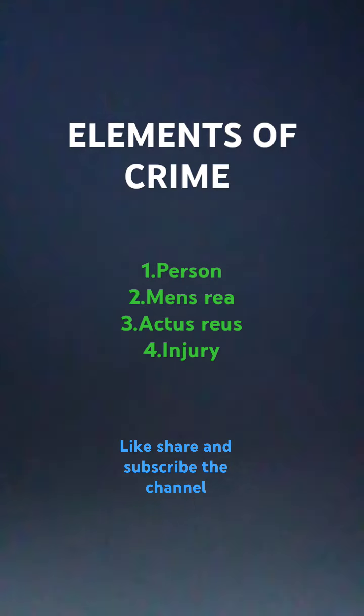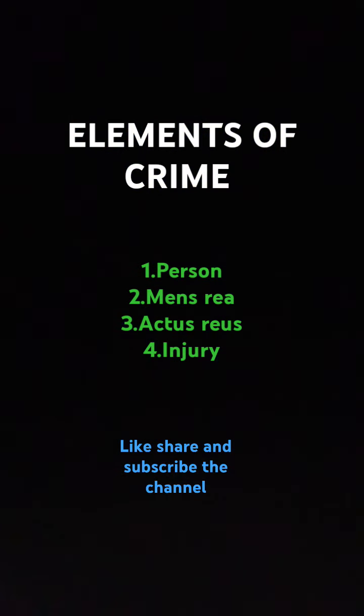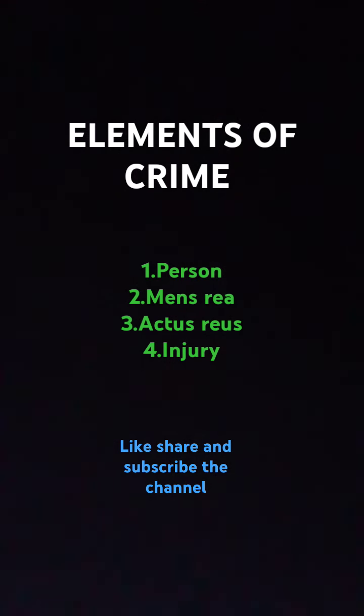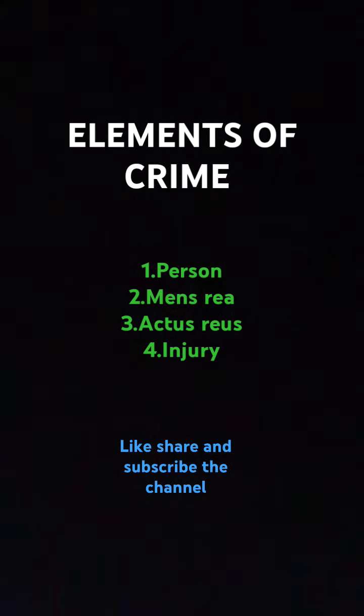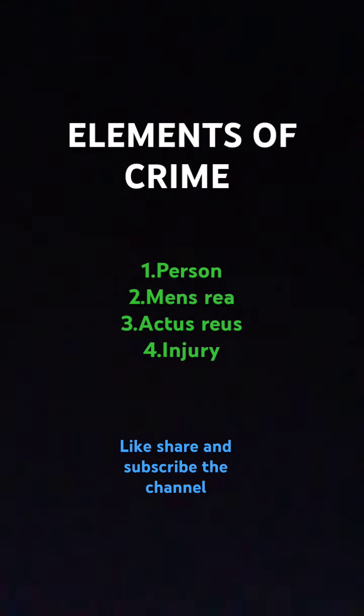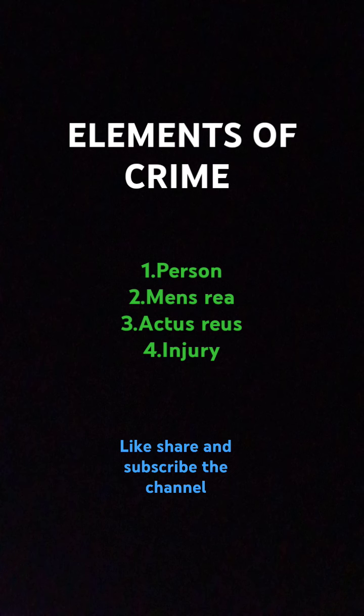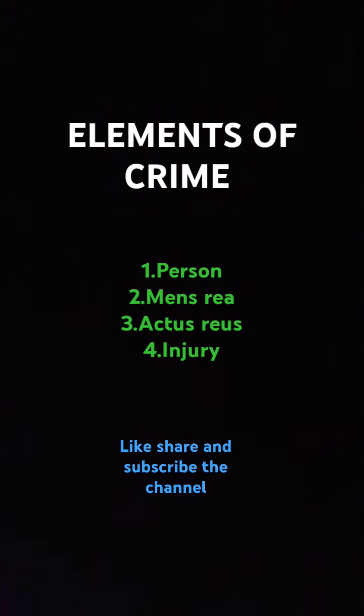Today we are going to study elements of crime. One of the most important principles of criminal liability is that there must be a wrongful act, actus reus, accompanied by wrongful intention, that is mens rea. There are certain elements of crime which are there must be a human being, there must be mens rea along with actus reus and which result into causing injury.